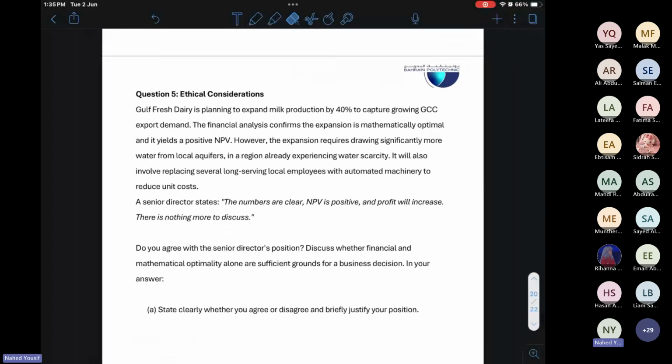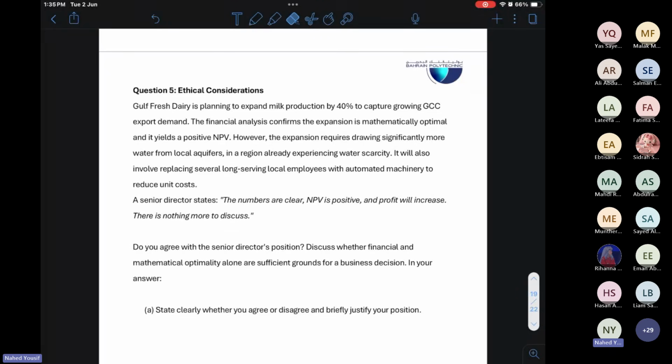Now, here we have a question about the ethical part, ethical consideration. Gulf Freshly Dairy is planning to expand milk production by 40% to capture growing GCC export demand. So they want to expand their production. A financial analysis confirmed the expansion is mathematically optimal and yields a positive NPV. They calculated the NPV, and it's positive.